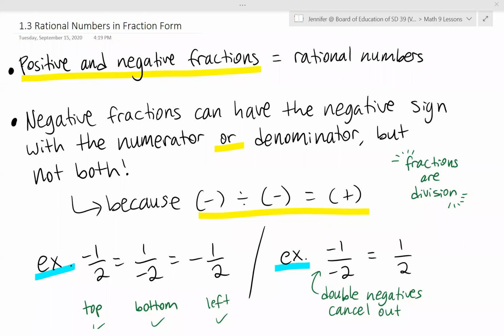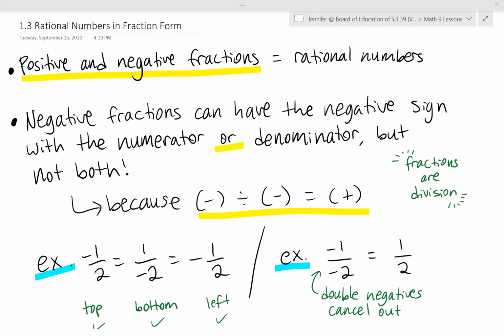This is lesson 1.3, rational numbers in fraction form. So positive and negative fractions are considered rational numbers, and we're going to learn how to add, subtract, multiply, and divide them. Something to note is when you have negative fractions, you have to make sure that you write it with the proper negative sign.